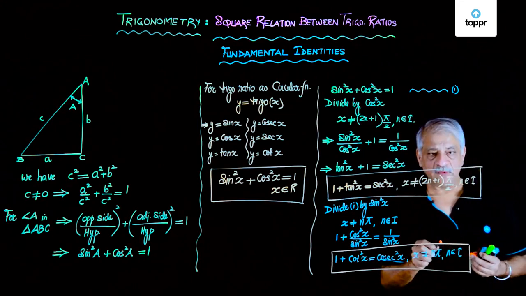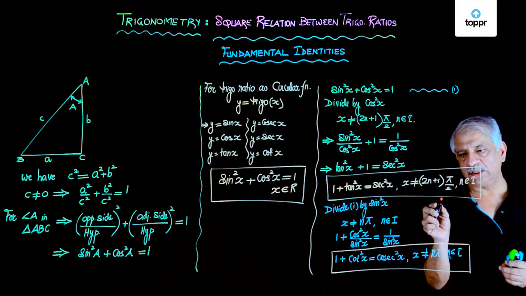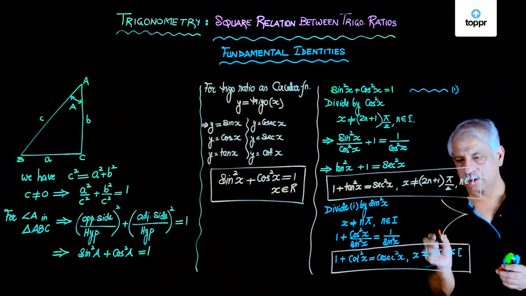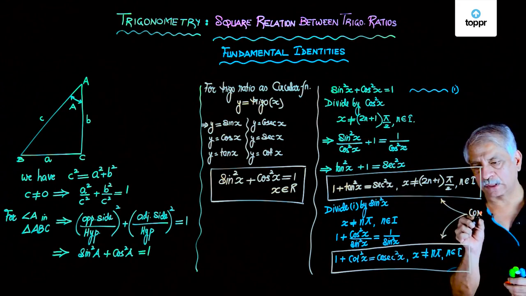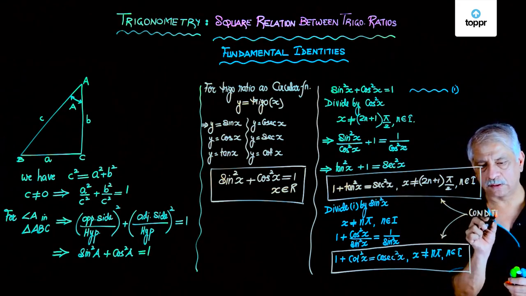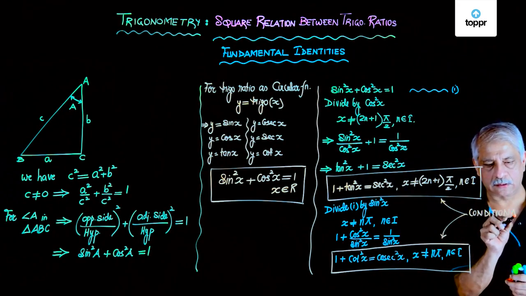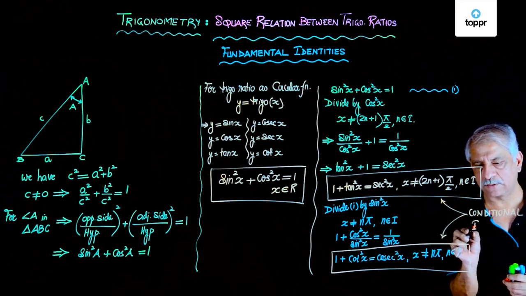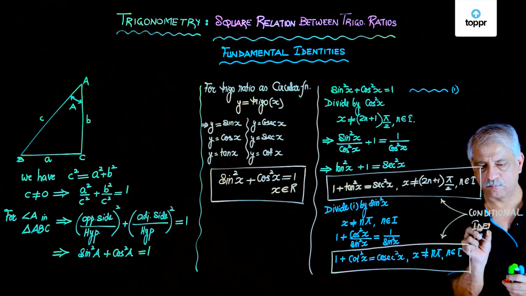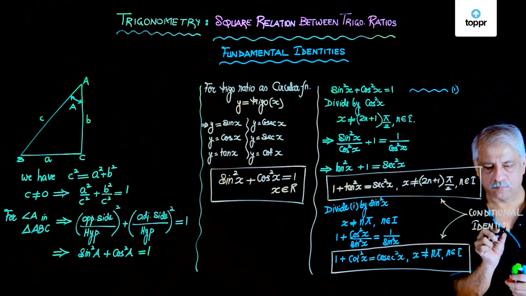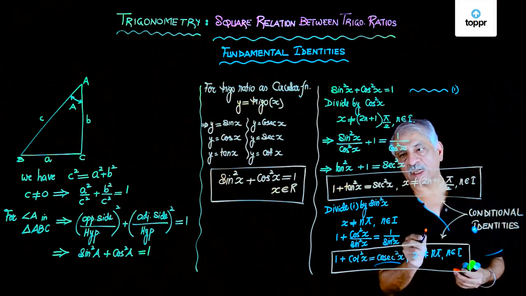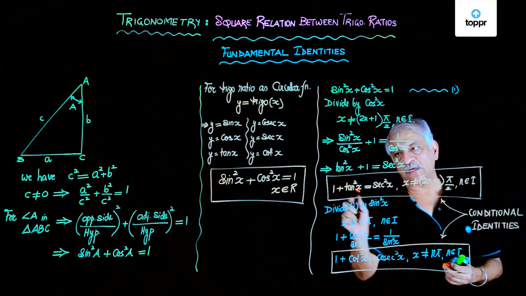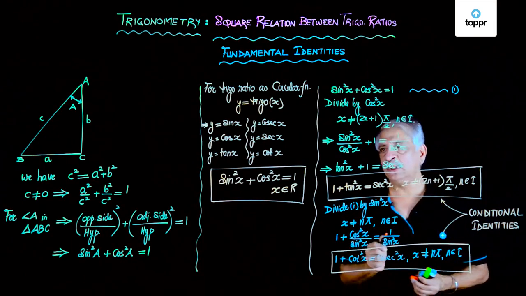So, when we talk about these two identities, these are also defined as conditional identities. What is important? That there is a condition involved when I write down these two identities.